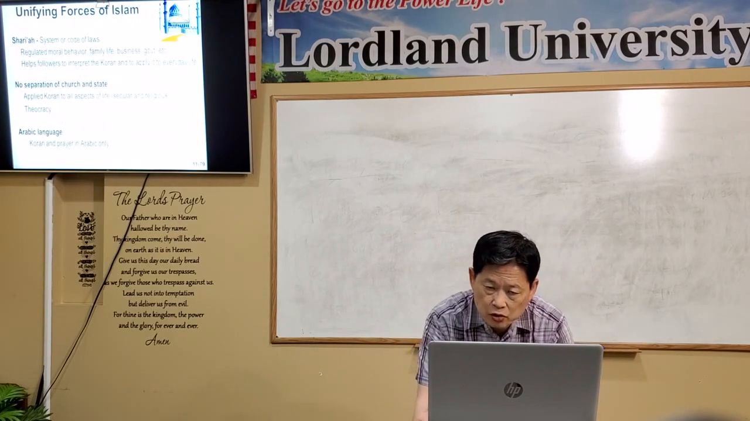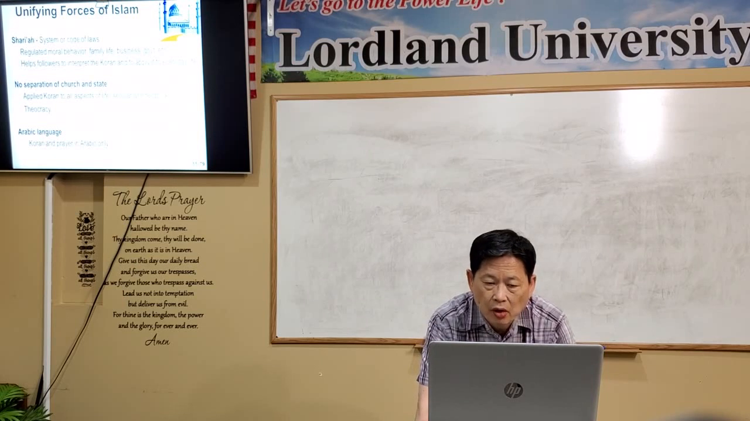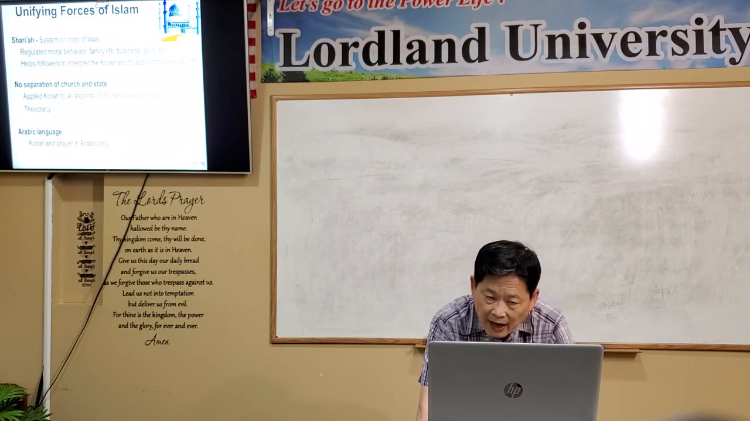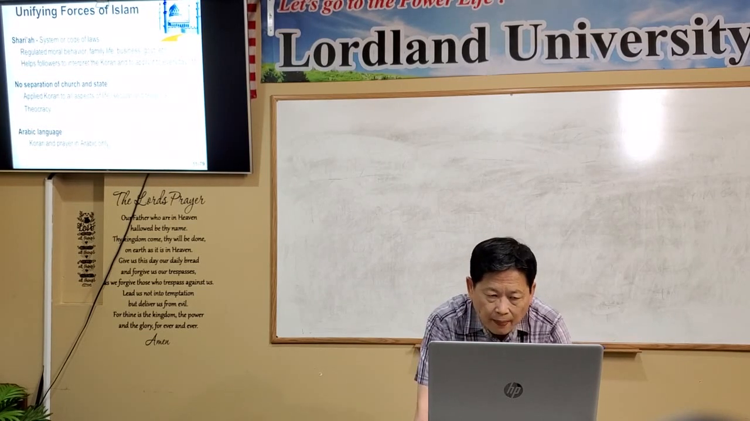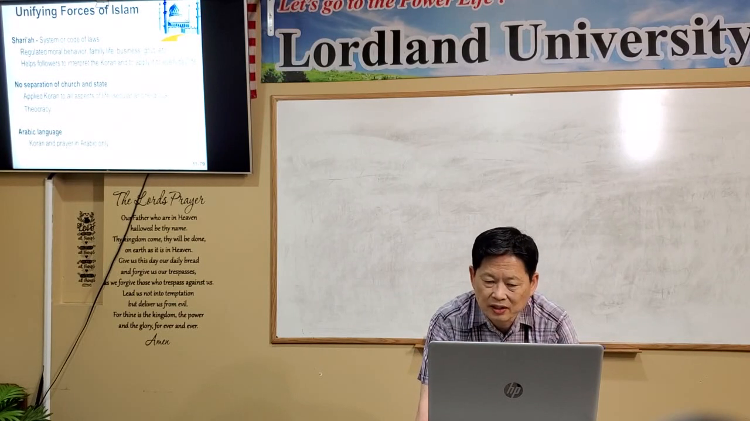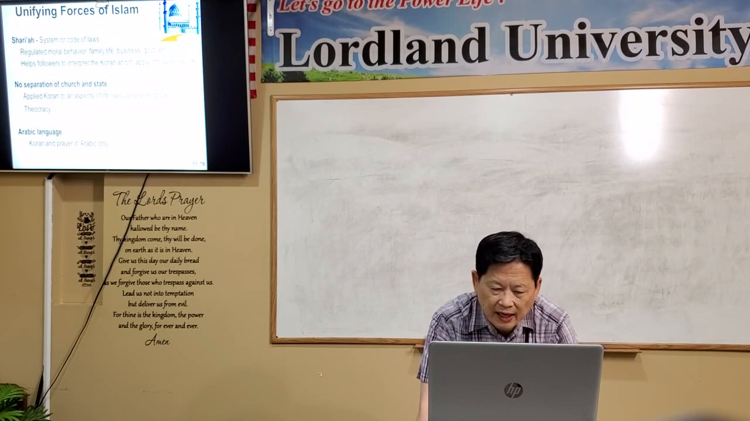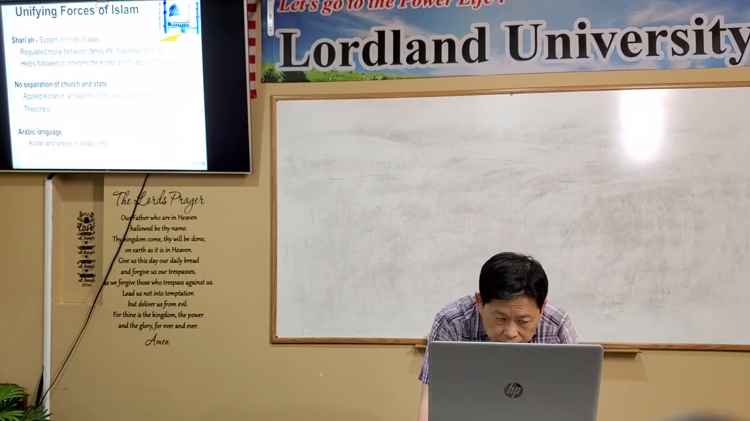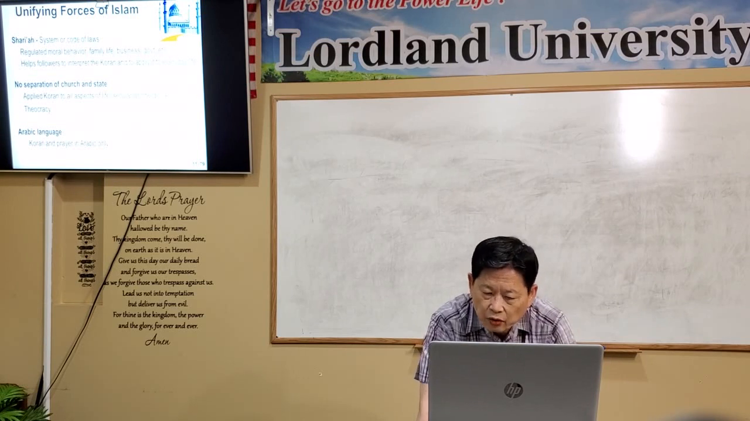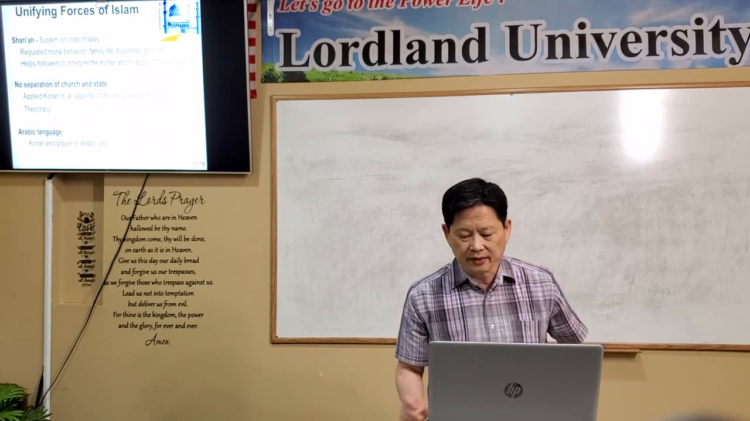Unifying Islam: the Sharia system of law and code of law. Sharia regulates moral behavior, family life, business, government, etc. Sharia helps followers interpret the Quran and apply it to everyday life. There is no separation of church and state. The Quran applies to all aspects of life, secular life and religious life. It is a theocracy, with the Arabic language, the Quran, and prayer in Arabic only.